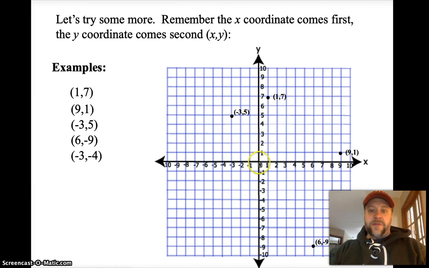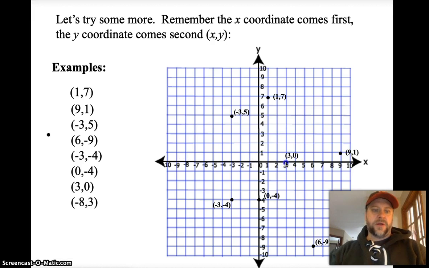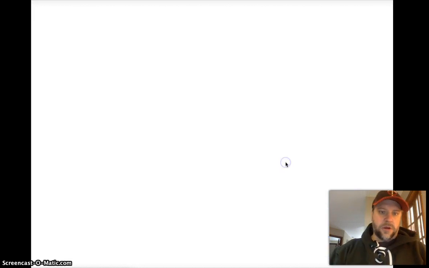Negative 3, negative 4, that means both of them are going to be negatives. Negative 3 going back 3 in the x, then going down 4 in the y. It's going to put us right here. 0, negative 4. This one's important because it stays at 0 for x. x equals 0 is this line right here. And then it's going to be down 4 in y, which means we're going to go down to this spot right here. And finally, 3, 0 would be 3 on the x, and then 0 on y, which is going to keep us right on this line right here. All right, and we can keep going over and over.